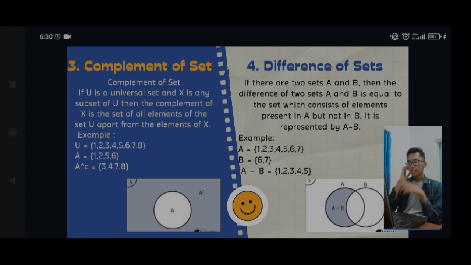For example, 6 and 7 are in A, but 6 and 7 are also in B. So that's why A minus B is just the members of A, the elements inside of A, but minus the elements that B also has, which are 6 and 7. So that's why A minus B is just 1, 2, 3, 4, and 5.